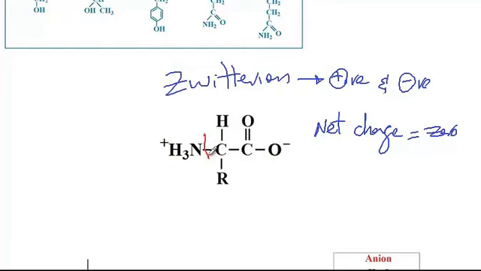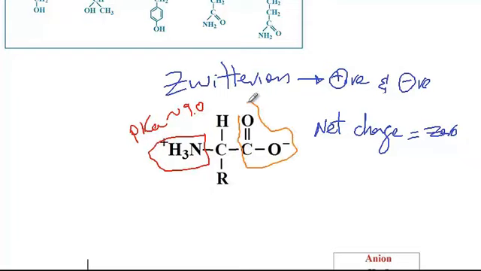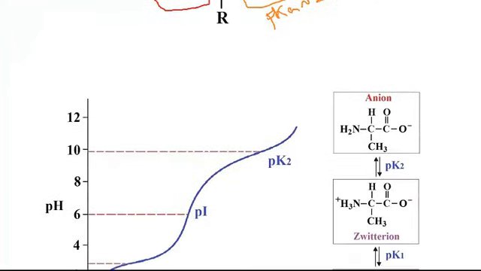Now each of these groups has its own pKa. The amino group has a pK of about 9.0. So once we go above pH of 9, this amino group will lose its hydrogen. Same with the carboxylic acid group. It has its own pKa, which is approximately around 2. So once we go above pH of 2, the carboxylic acid group will lose its H+. And then the R group may or may not have a pKa. If we are talking about negatively or positively charged amino acids, then those amino acids also have their own pKa. Now with that background information in mind, let's review the titration curve of different amino acids.